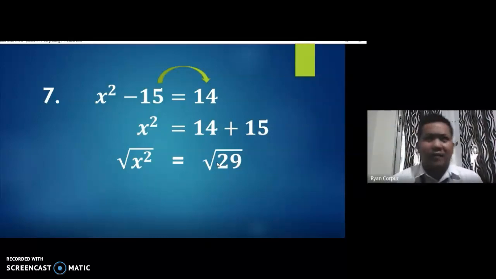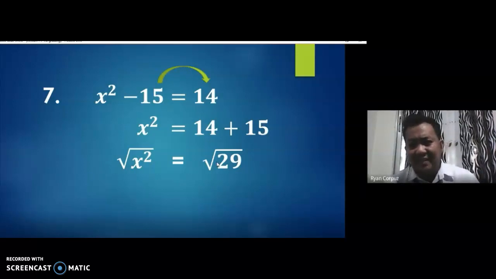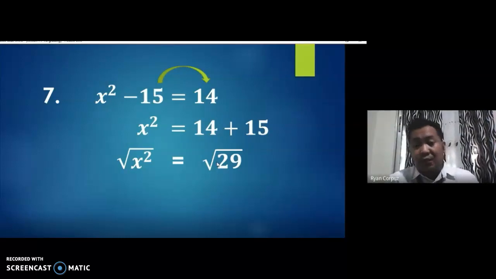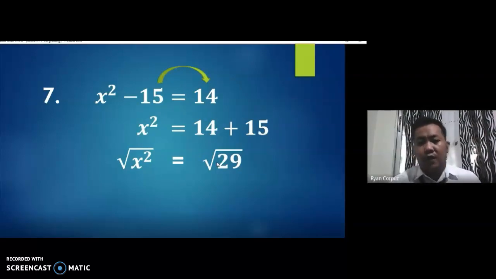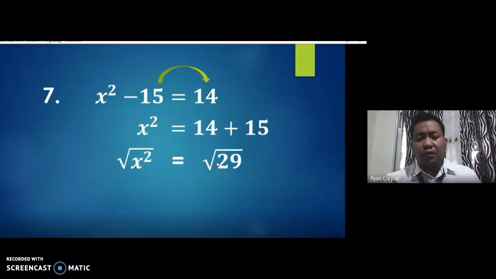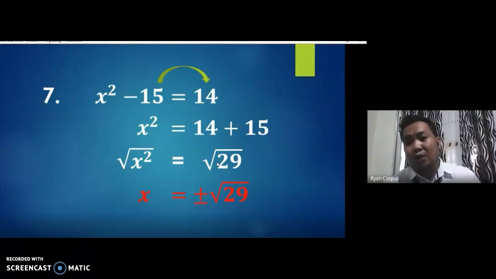But if we look at 29, 29 does not have factors where one of its factors is a perfect square. So if that is the case, it is not the same as the other numbers where we find factors where one of its factors is a perfect square. In the case of 29, there are no factors of 29 wherein one of its factors is a perfect square. So that's why when we solve number 7, the square root of 29 will stay as square root of 29.